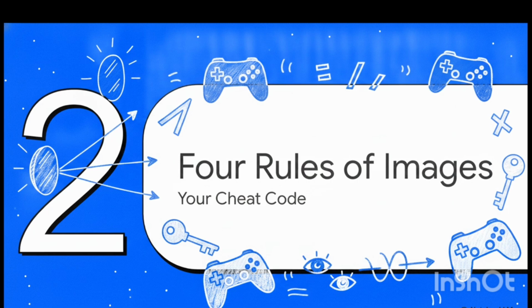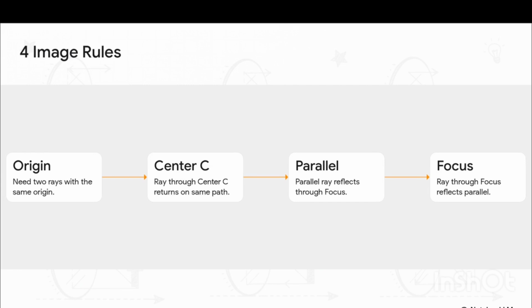Moving on to Section 2, the 4 rules of images. Think of these 4 behaviors of light as your ultimate cheat code. Step 1, we always need exactly 2 light rays originating from the exact same point on our object. Step 2, a ray passing through the center, that's point C, reflects straight back on that exact same path. Step 3, a ray traveling parallel to the principal axis reflects straight through the focus. And step 4 is just the reverse of that. A ray passing through the focus reflects parallel to the axis. Honestly, just applying these rules will elegantly solve literally every upcoming scenario.